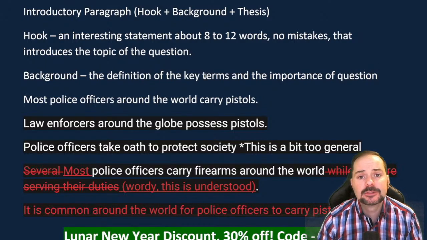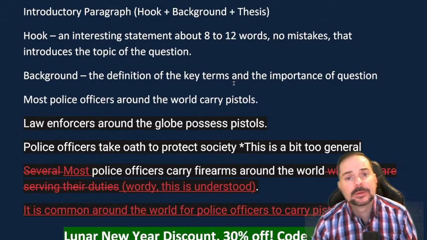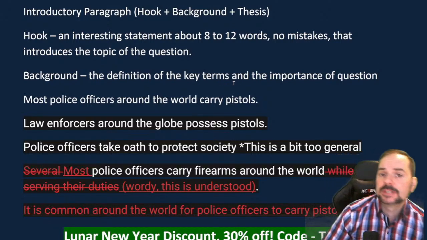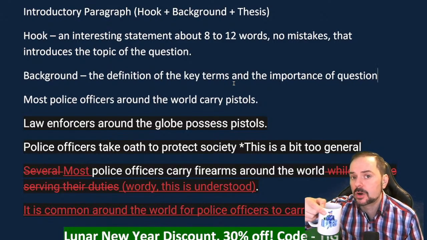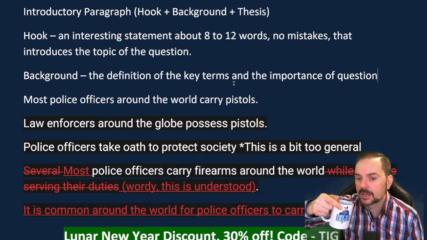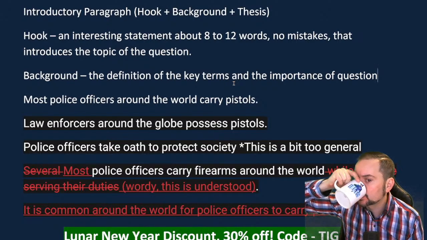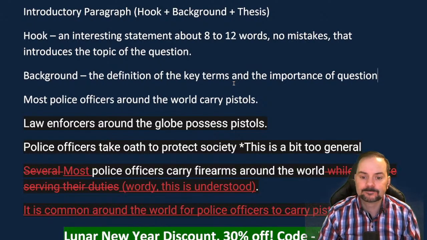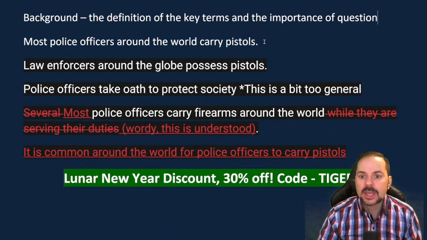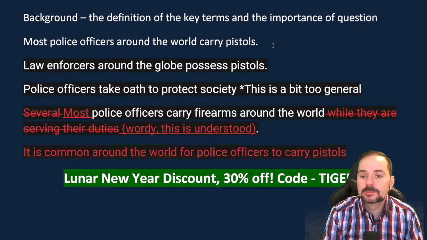And it doesn't have to be in this order. So you might write about the importance of the question before the definition. It also depends on how clear the definitions are to the reader. So here, for the background, this would be my definition.